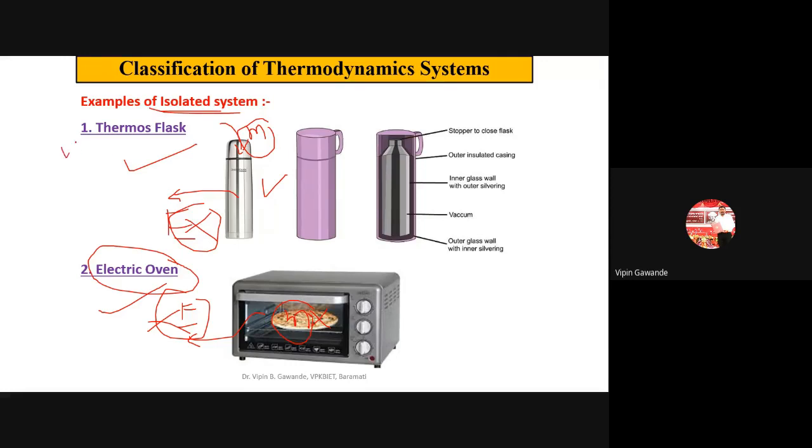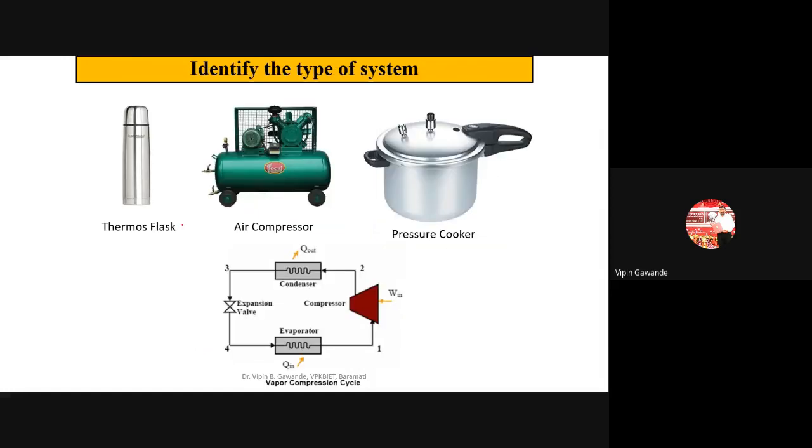Okay. The famous example is thermos. You also remember the electric oven. We are generally using this in the kitchen also. So this is electric oven, or in pizza houses, they are using these ovens. So electric oven is also considered as one of the types of the isolated system. Okay. So these are the three types of the system, so that you have to remember.